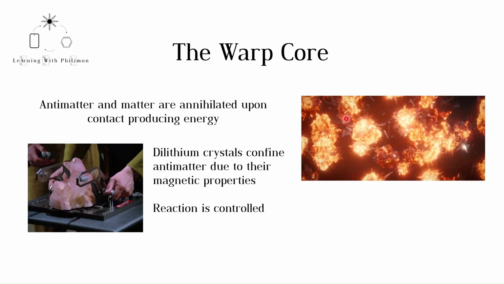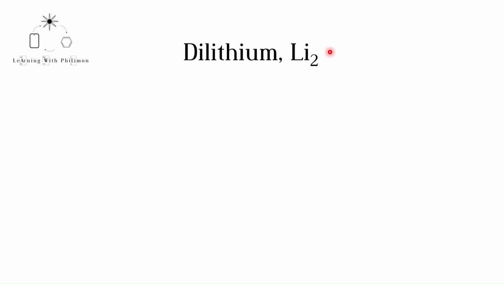Now let's have a look at the chemistry behind dilithium. A dilithium molecule, Li2, consists of two lithium atoms bonded together. Lithium has an electron configuration of 1s2, 2s1. This means that it has 2 electrons in the 1s orbital and 1 electron in the 2s orbital. For more on this, please watch the orbitals and electron configuration videos.